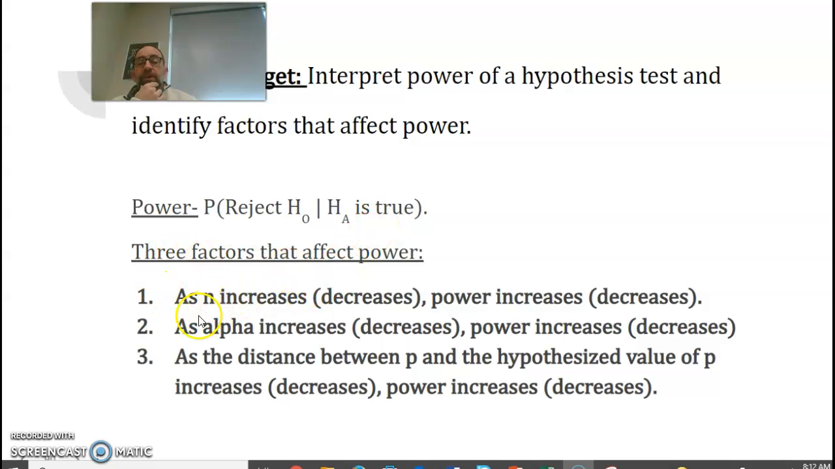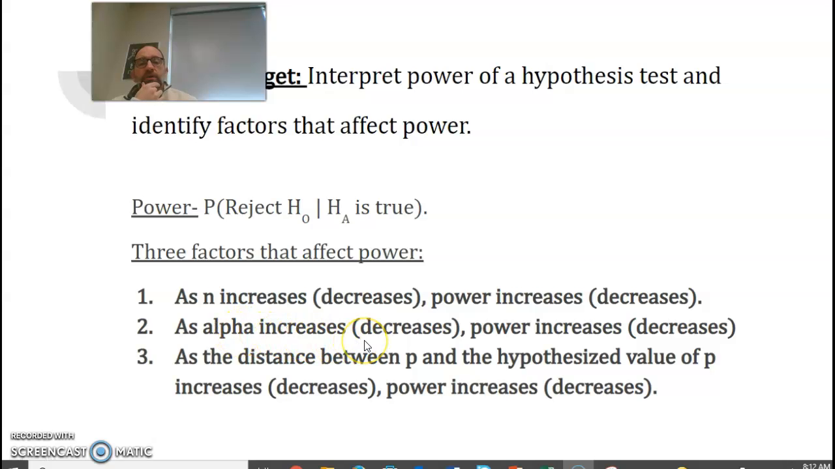Three factors that affect power: n, alpha, and the distance between p and the hypothesized value of p. And basically, all three of these things move in the same direction. If you increase n, more data is better, so you're more likely to make a good decision. If you decrease n, you're less likely to make a good decision.